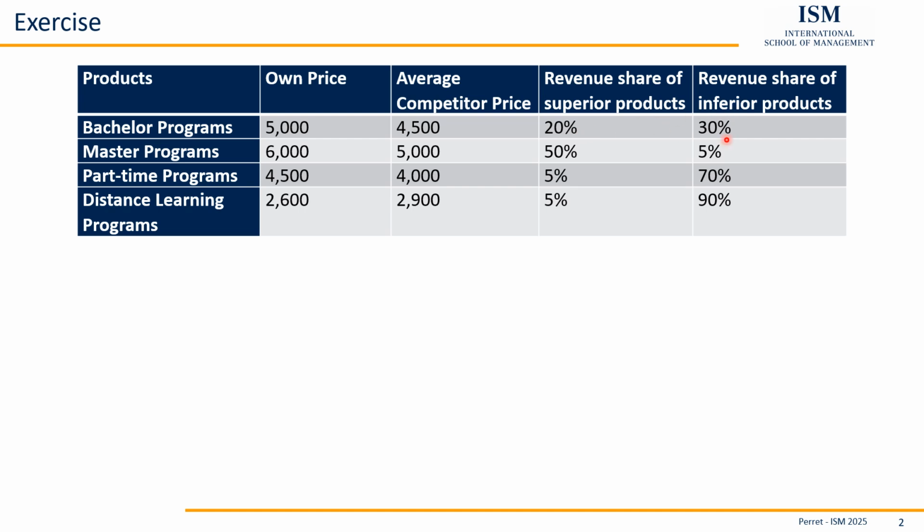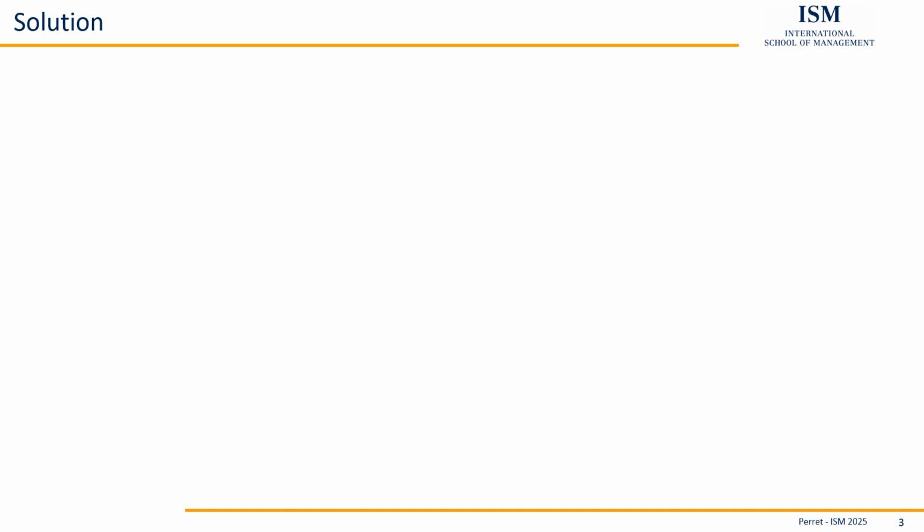Those values might not add up to 100% because there are also some products which are rated equally well as compared to the competition. Based on these data, on these statistics, we are asked to determine the value position of the 4 displayed programs or products. How to go about this?